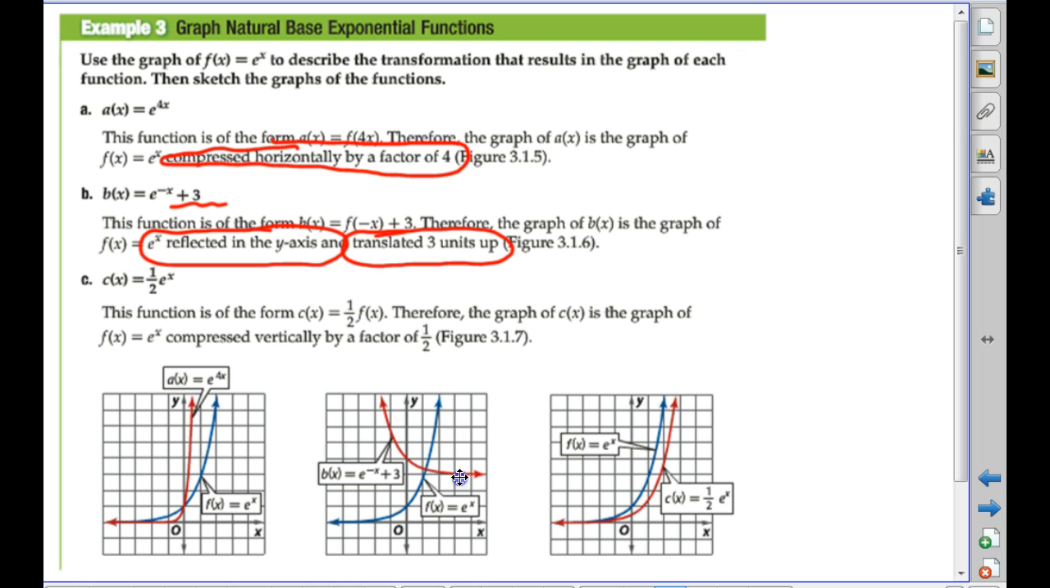These are down here, if you want to look at the graph. 1/2 in front, is that going to be a vertical or horizontal change? No, on the x itself is a horizontal change. Out in front, it is a vertical change. And the 1/2 compresses it vertically. In other words, it shrinks it. Okay? And you will notice it's very hard to tell. If you graph e to the x and 1/2 e to the x on your graphing calculator, you will see almost no difference.